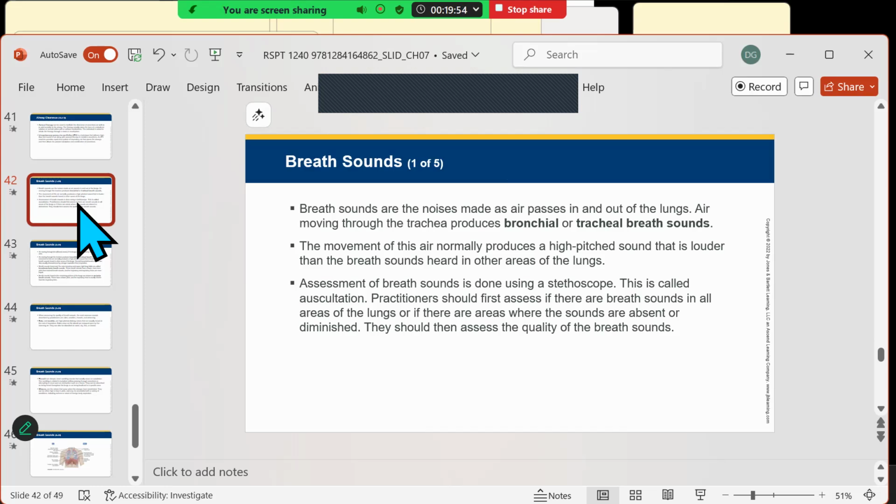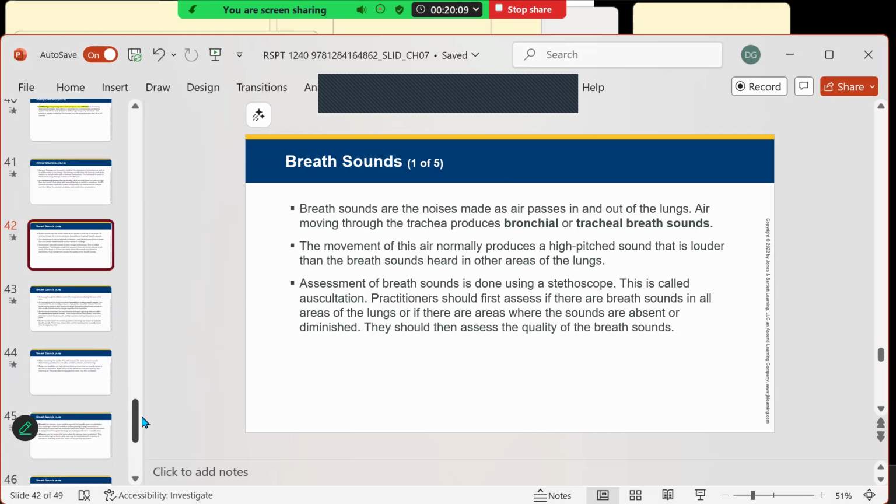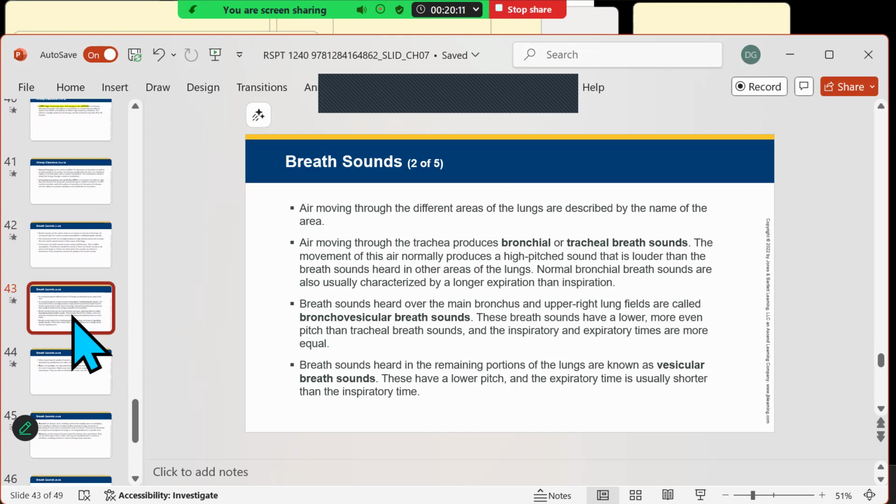When there is a consolidation, you hear what's called bronchial or tracheal breath sounds. Those always appear over the major airways, but if you hear that out in the periphery of the lungs, then that's a problem. That probably means pneumonia.